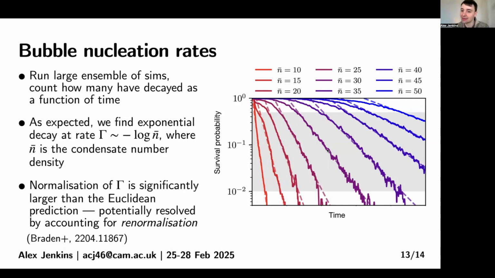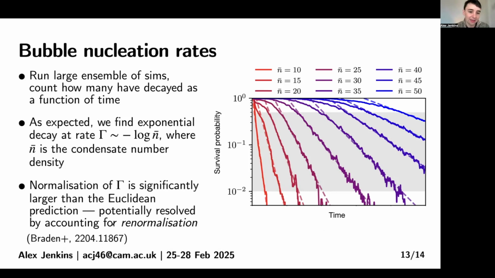So from this, I can extract a decay probability per unit time. And I can check, does this change with the parameters of the system in the way that I would expect? And the answer is yes. So we get a really non-trivial confirmation of the physics that we're interested in. There is an interesting issue that is still open, which is that the overall normalization of this decay rate is currently very different between the Euclidean prediction and what we get from the lattice simulations.